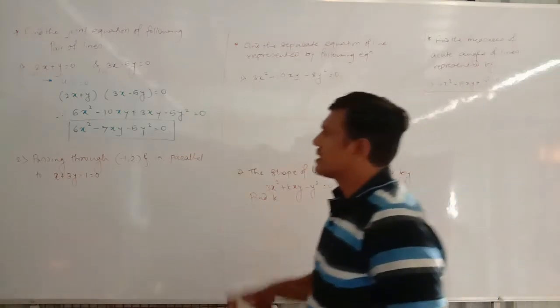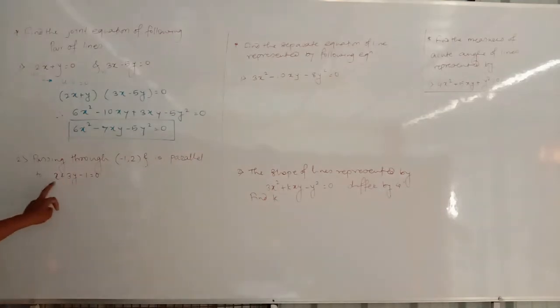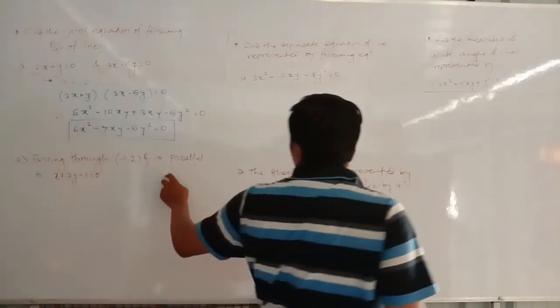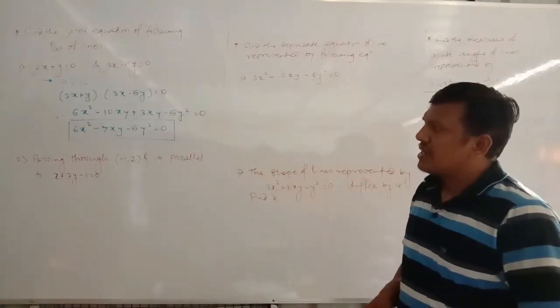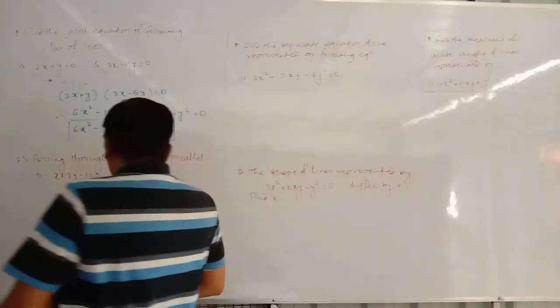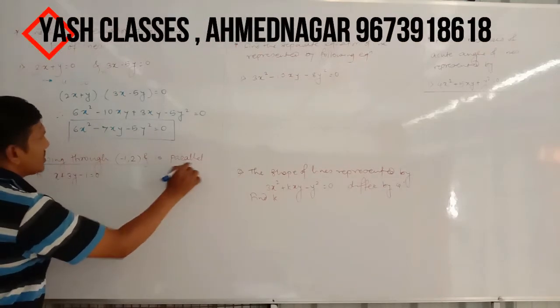The next part is: the line passing through (-1, 2) and parallel to x + 3y - 1 = 0. For this we have to find the equation of the line. Initially, it is given that the line passes through (-1, 2). First of all, our aim is to find the equation of the line.